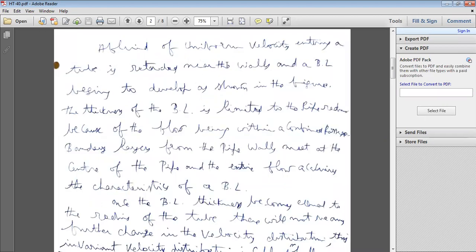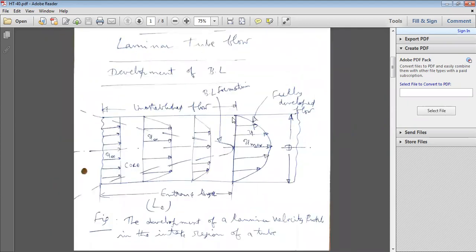A fluid of uniform velocity entering a tube is retarded near the walls. Retarded means the velocity is zero near the wall of the tube. So the velocity is zero at the wall.